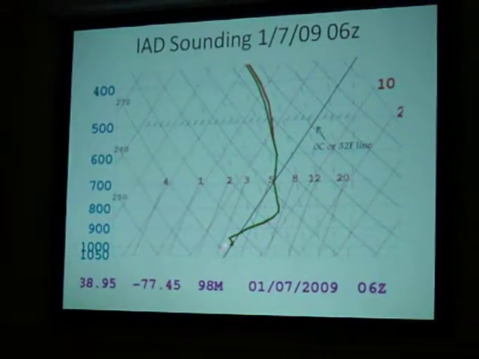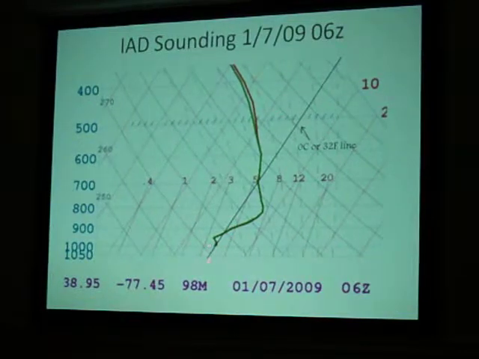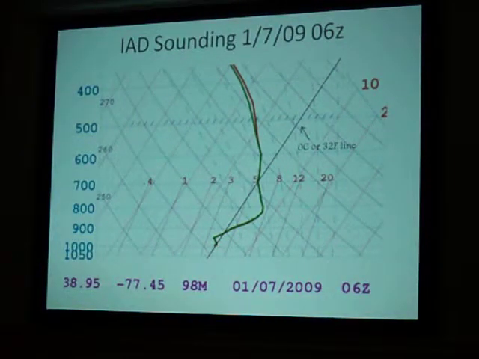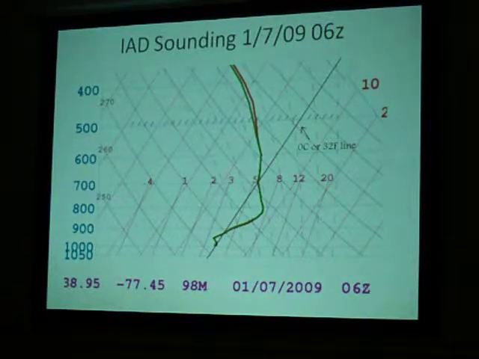The green is the dew point, the red is the temperature. As you can see, it's pretty much saturated, except the very surface there. You can see right at the surface is a little bit of separation, and that's important when you get in some of these icing events. You want to have just a little bit of dry air right at the surface.